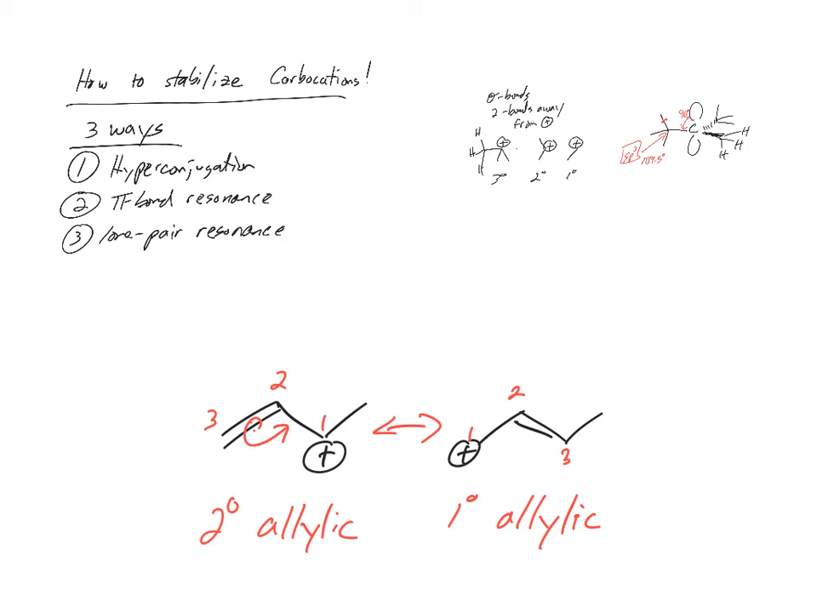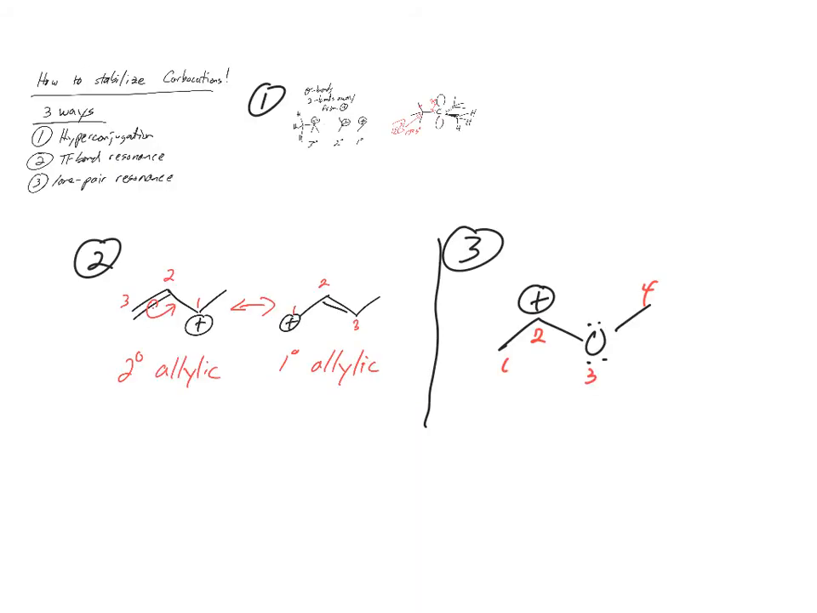The secondary one. Which one maybe leads to a more stable product? If a nucleophile were to come in here, this one will lead to the more stable product. Remember we talked about kinetics and thermodynamics and stability of intermediates versus stability of products. So thinking about those things. This is pi bond resonance. Either way, it's a good thing to happen. It's good to spread out that charge. So that's pi bond resonance. That helps stabilize carbocations.